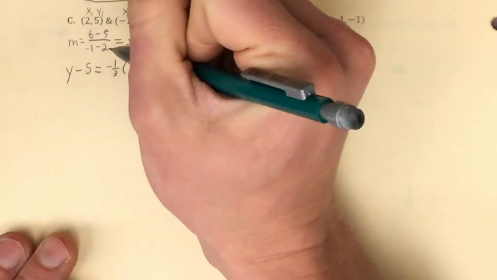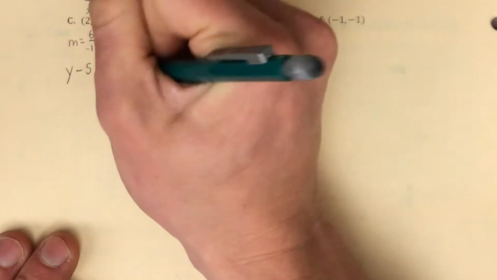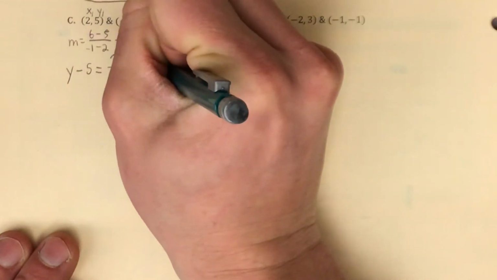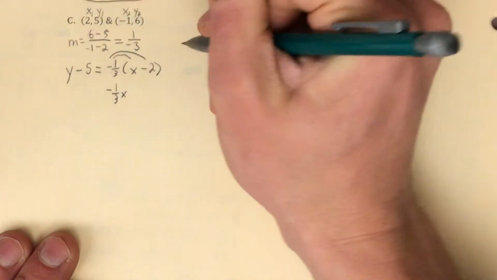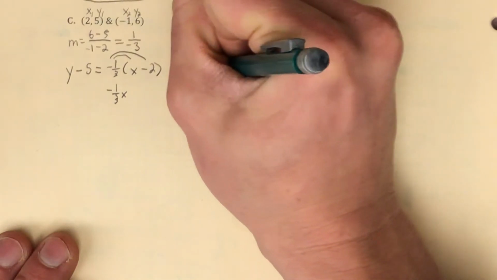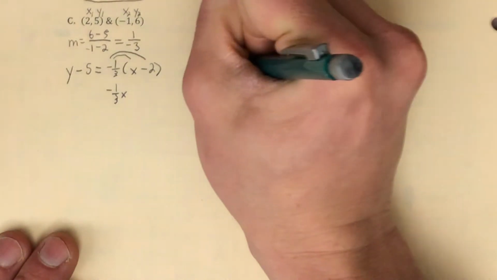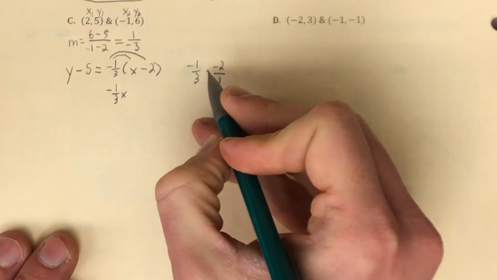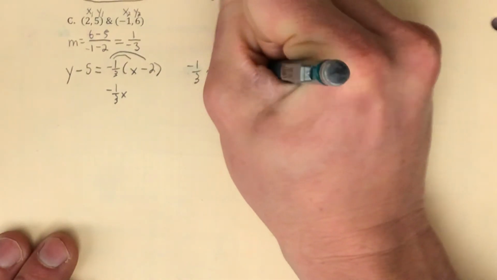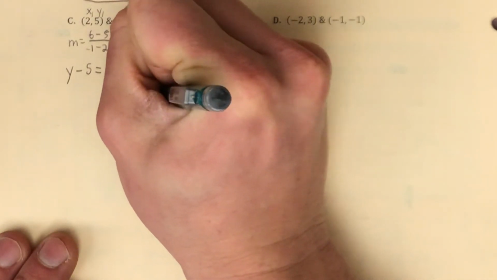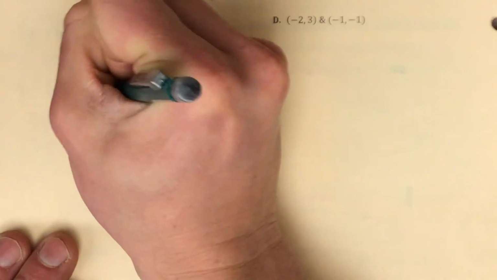So I can do my distribution then. So -1/3 times x is -1/3 x. -1/3 times -2, I don't know that off the top of my head, so let me do that math. In order to multiply, I need my whole number over 1, and then multiply across. -1 times -2 is positive 2, and 3 times 1 is 3. So this is a positive 2/3, and that's all equal to y minus 5.